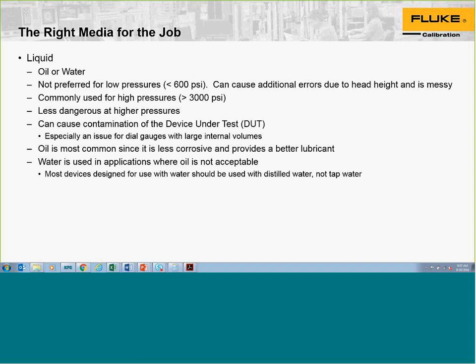So oftentimes we will calibrate using gas at those low pressures whenever possible, and reserve a liquid media for situations where we have to have liquid as our medium.